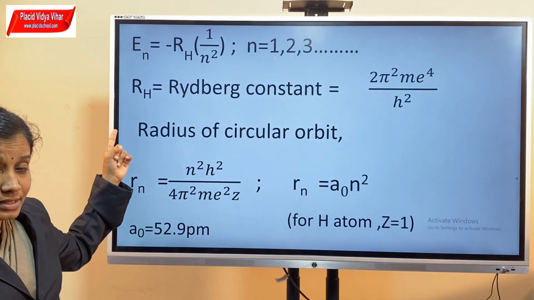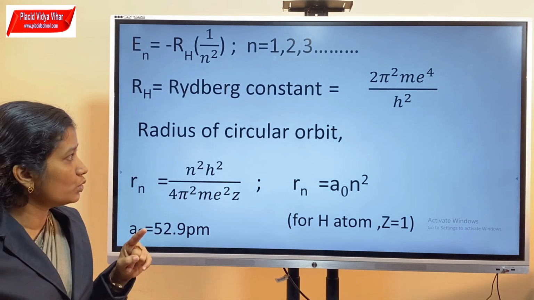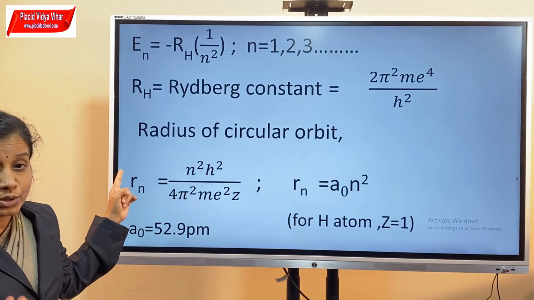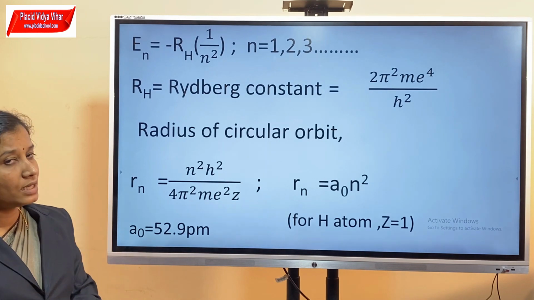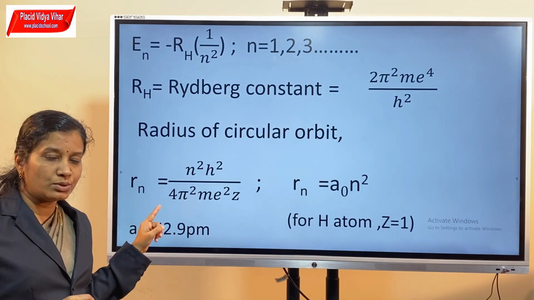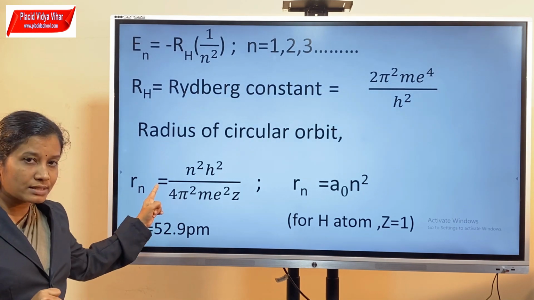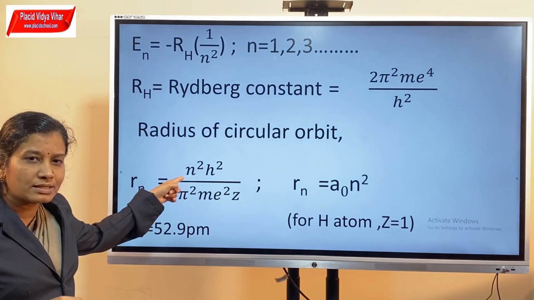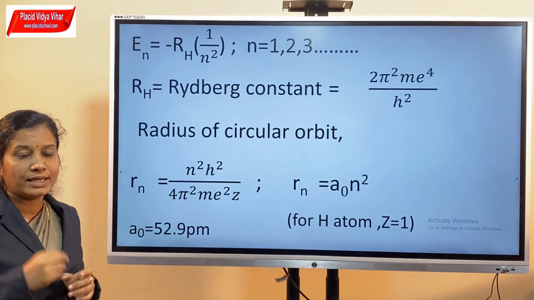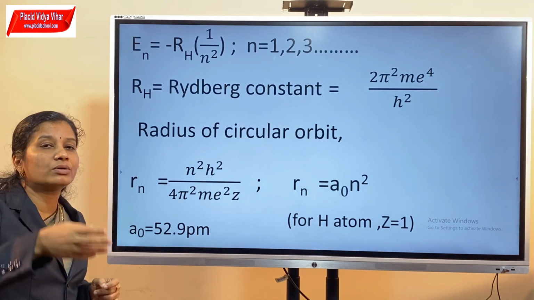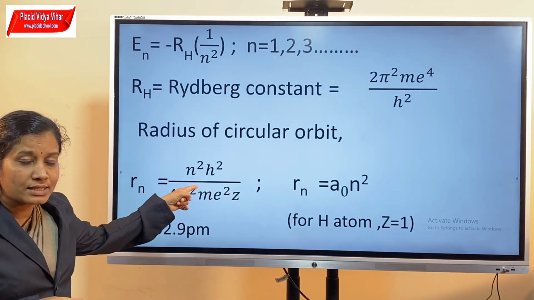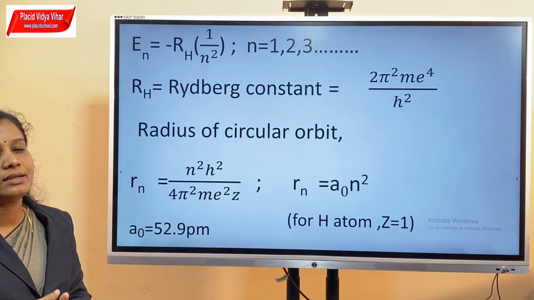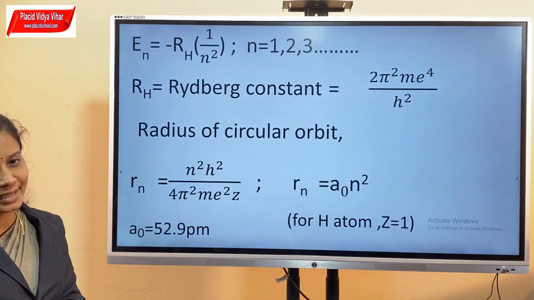And what is the RH? It is a Rydberg constant, and that is equal to 2 pi square m e raised to 4 by h square. Then also we can find out the radius of the circular orbit by using the equation Rn is equal to n square h square by 4 pi square m e square z. You know all these terms. n represents the number of the shell or orbit, and can have values 1, 2, 3, 4 based on the shell or orbit. What is h? It is Planck's constant and has the value 6.625 into 10 raised to minus 34 joule second.